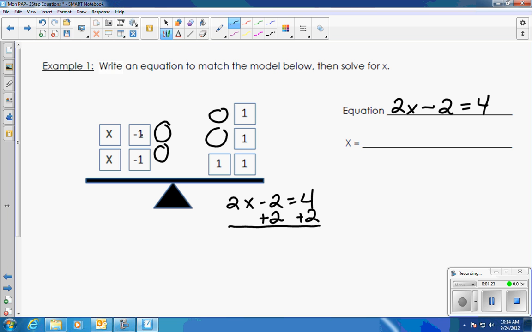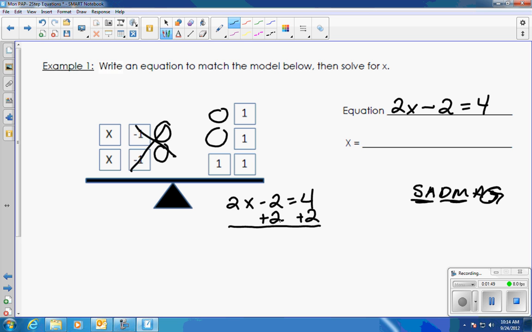Now, why did I do that step first? Well, that's because I want my x's alone. And when I add those, these go away. I don't have any negatives over here, so these get to stay. So that's why we say you're doing GEMDAS backwards, because you got rid of addition and subtraction before you got rid of multiplication and division.